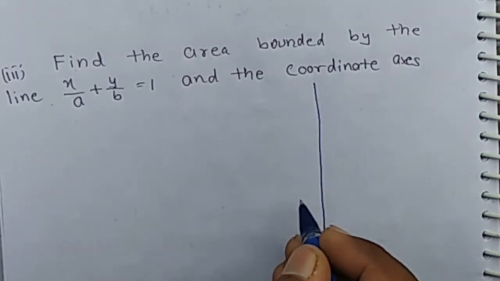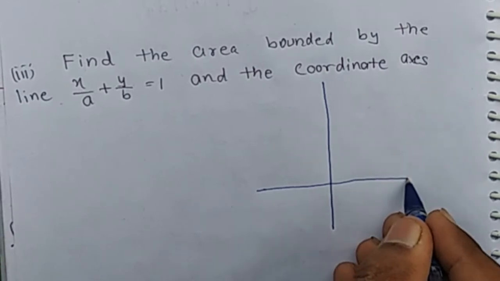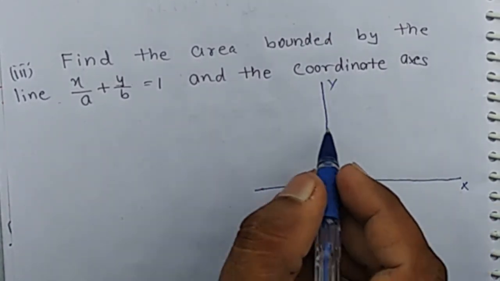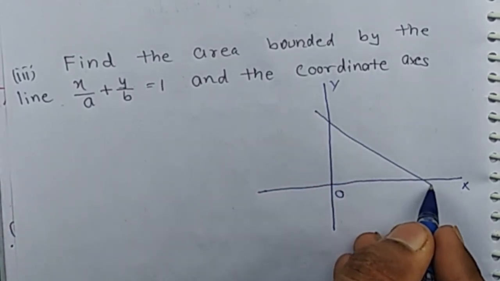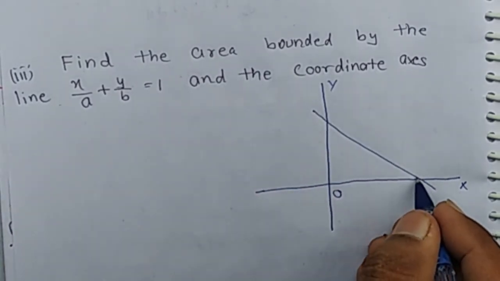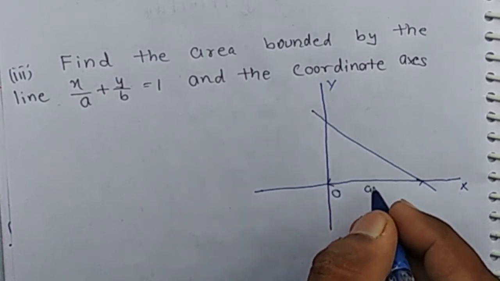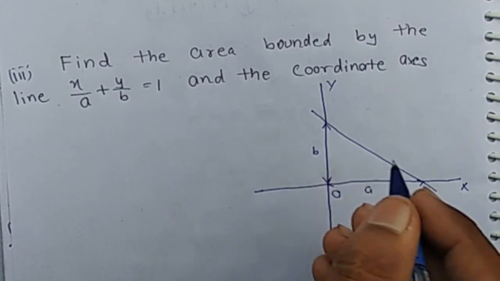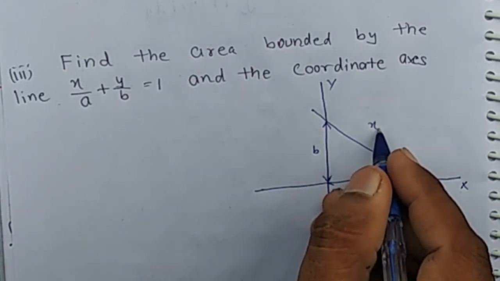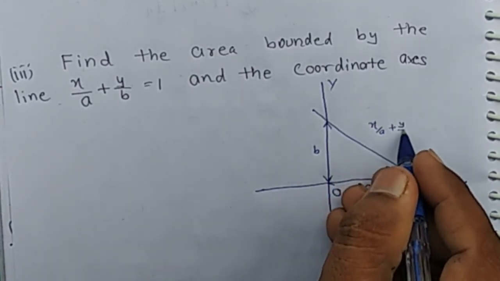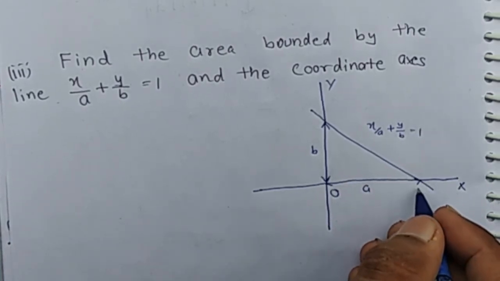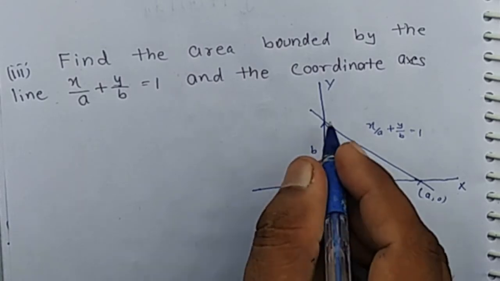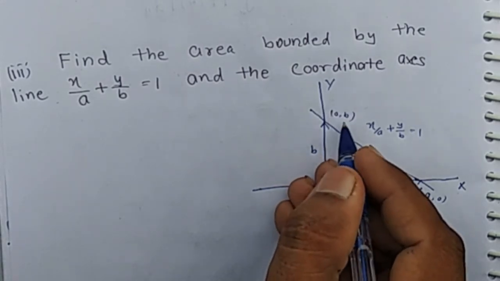We know that x by a plus y by b equal 1 is the equation of a line in intercept form. Then it cuts an intercept a on the x-axis and an intercept b on the y-axis. It is x by a plus y by b equal 1. This point is (a, 0), it is (0, 0), and it is (0, b).